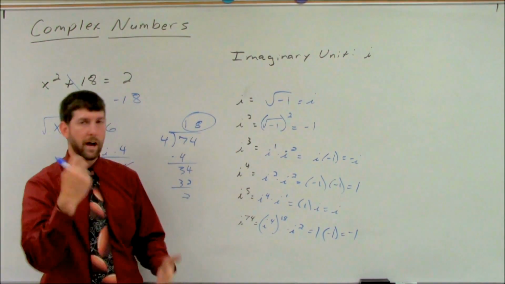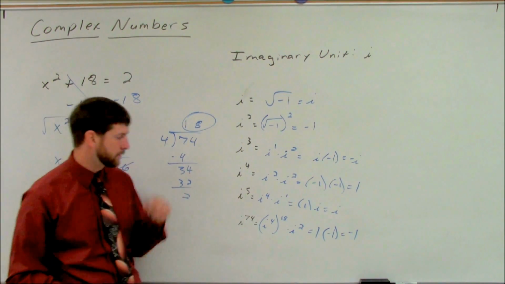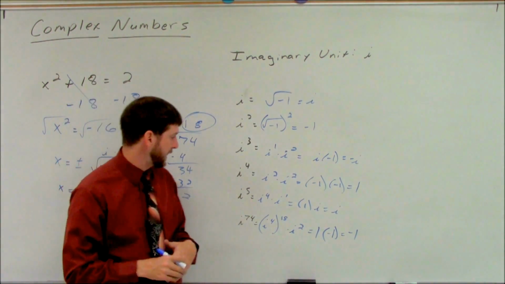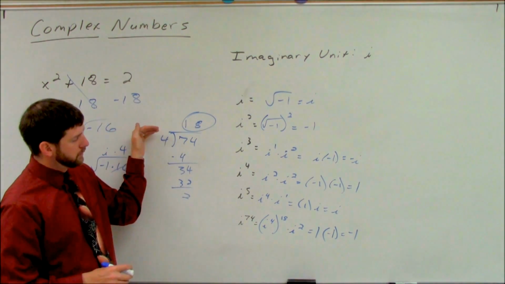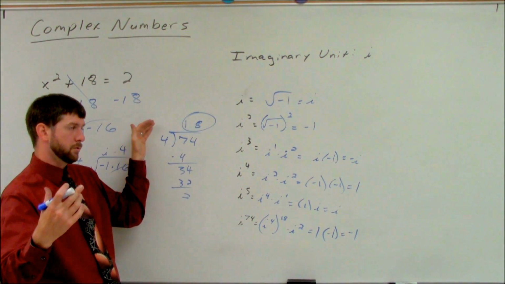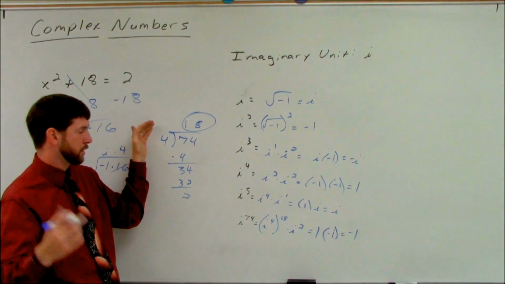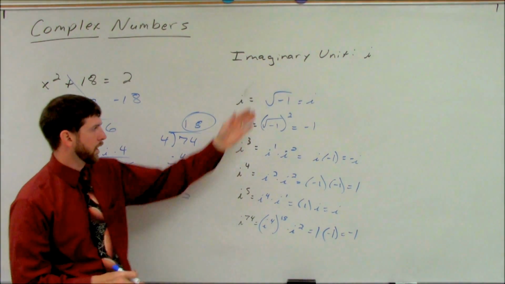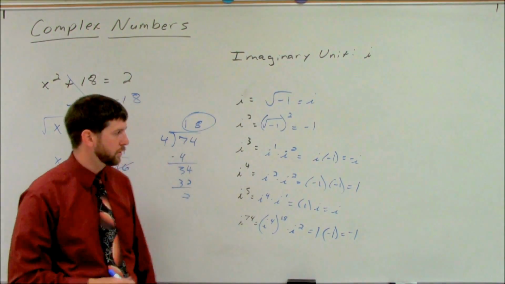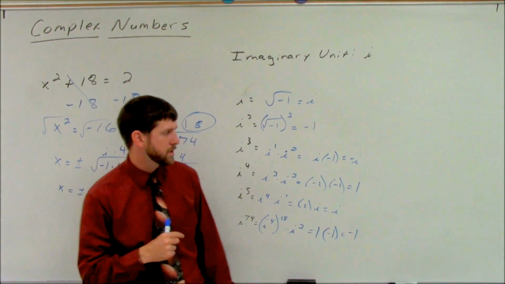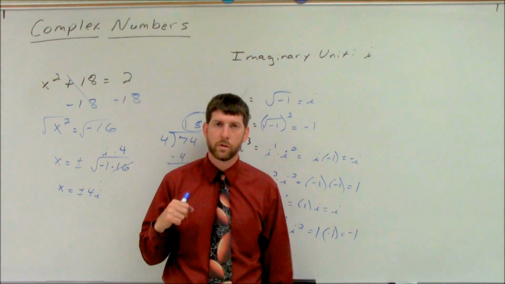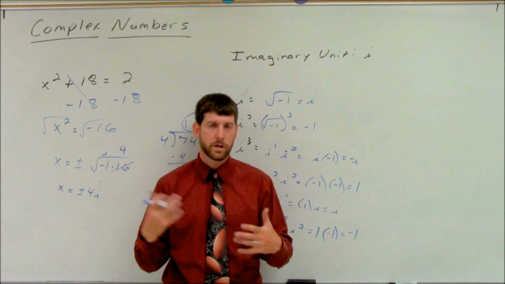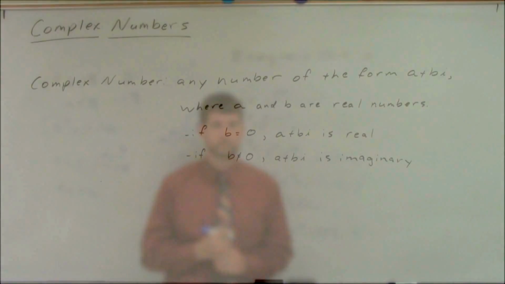So we can evaluate i to any whole number degree, and be able to work out what it actually is out of this cycle of 4. Give me a couple of seconds and I'll get some examples up, and we'll look at how we combine different types of complex numbers, or numbers that have i in them.